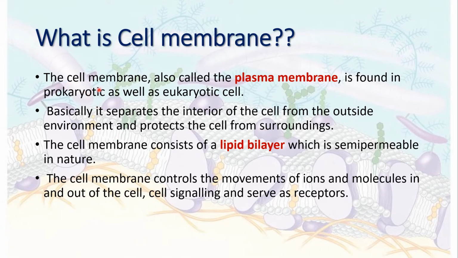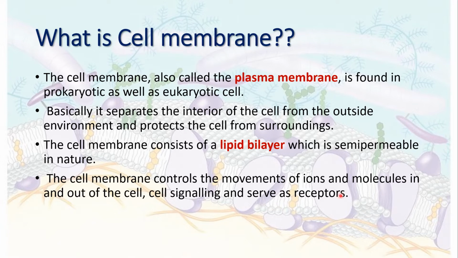So the cell membrane, also known as the plasma membrane, is found in prokaryotic as well as eukaryotic cells. Structurally, the cell membrane is similar in prokaryotic as well as eukaryotic cells. Basically, it separates the interior of the cell from the outside environment and protects the cell from the surrounding, as I just told you. The cell membrane consists of a lipid bilayer which is semi-permeable in nature.